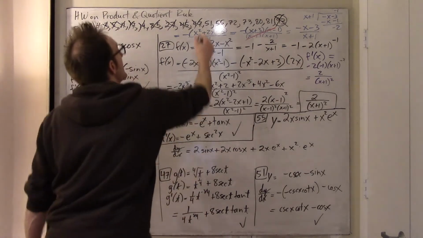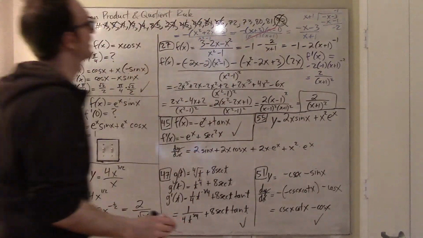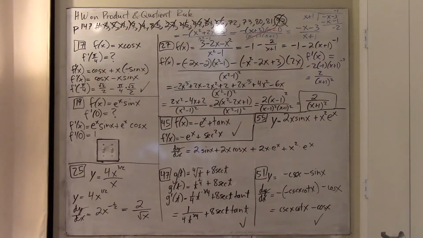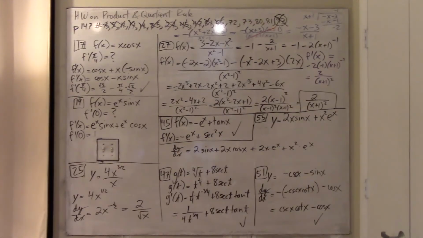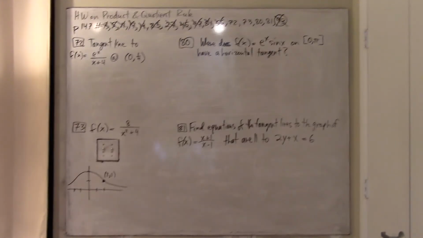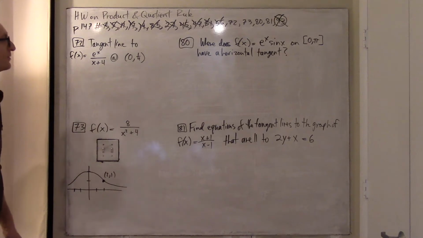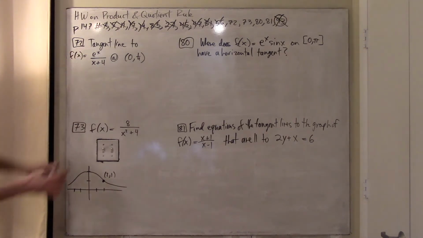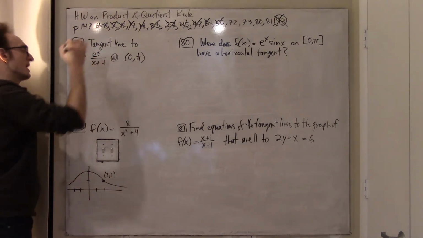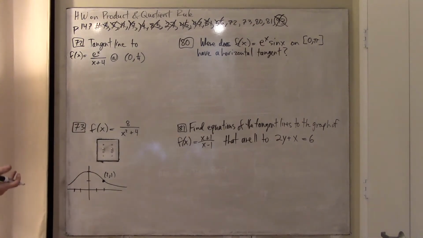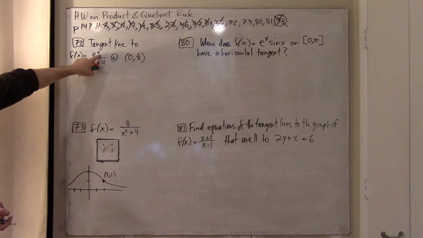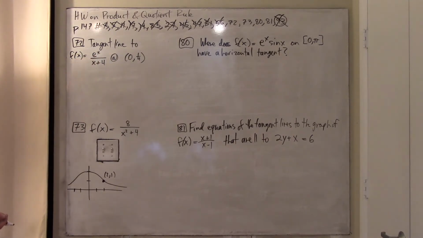So, okay, that was 51, 55, so there are 4 more problems. Be back in a minute to do those. Okay, here we go. Number 72 gives you a function, f(x) equals e to the x over x plus 4, and asks for the equation of the tangent line at the point (0, 1/4). If you plug in 0, you do get 1/4, so we're looking good.